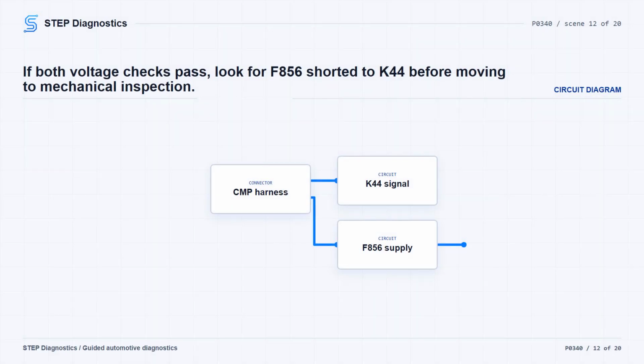If both readings are in range, turn the ignition off, disconnect the PCM-C2 connector and check for continuity between F856 5-volt supply and K44 CMP signal at the CMP sensor connector. If there is continuity, repair the F856 circuit for a short to the K44 signal circuit, then verify the repair. If there is no continuity, move to the sensor mounting and target wheel inspection.